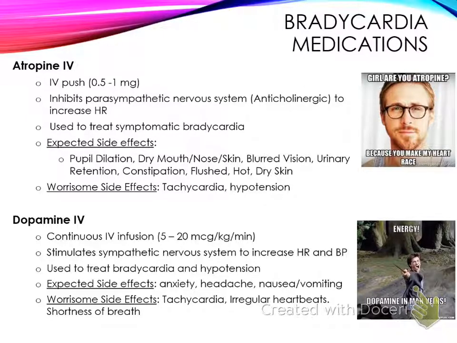Increase. It's going to block that vagus stimulation. So beta blockers block sympathetic, which slows everything down. Well, atropine is going to block the vagus, which is going to ramp everything up, right? Yeah. But because it's a rest-and-digest blocker, it's going to block that digest stuff too, so you start drying up your secretions and you start having decreased bowel sounds and things like that.